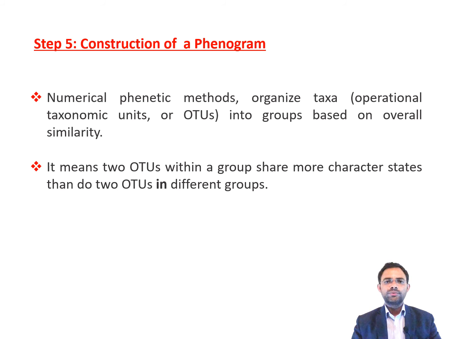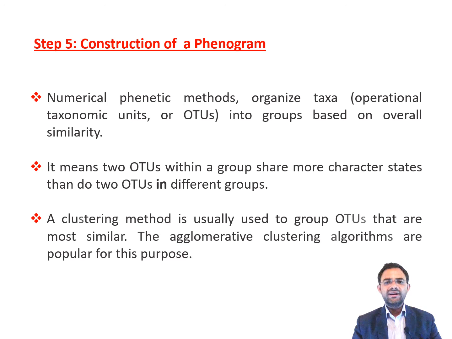More inclusive groups share successively fewer character states, and the most inclusive group is the most heterogeneous, including all the OTUs in the study. A clustering method is usually used to group OTUs that are most similar. Agglomerative clustering algorithms are popular for this purpose.